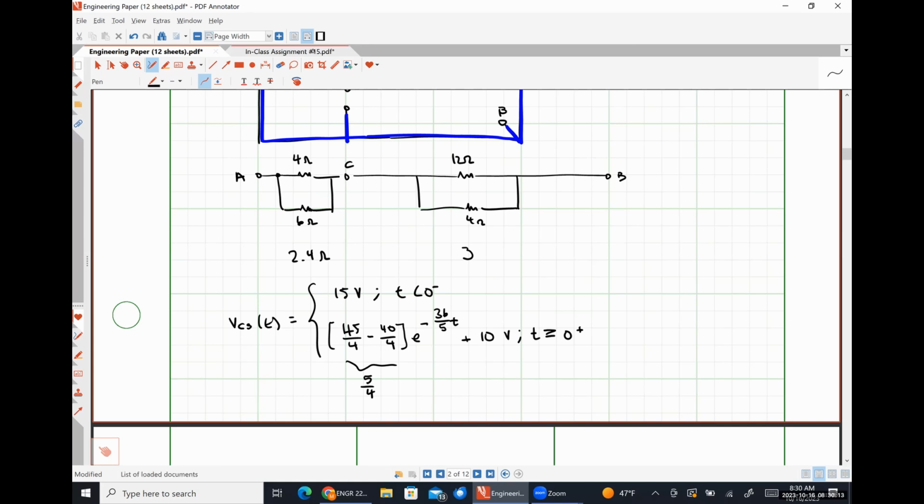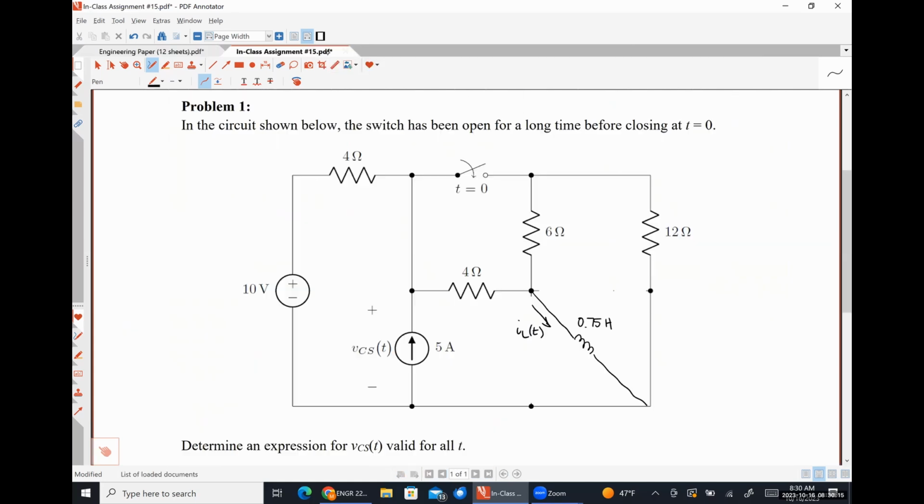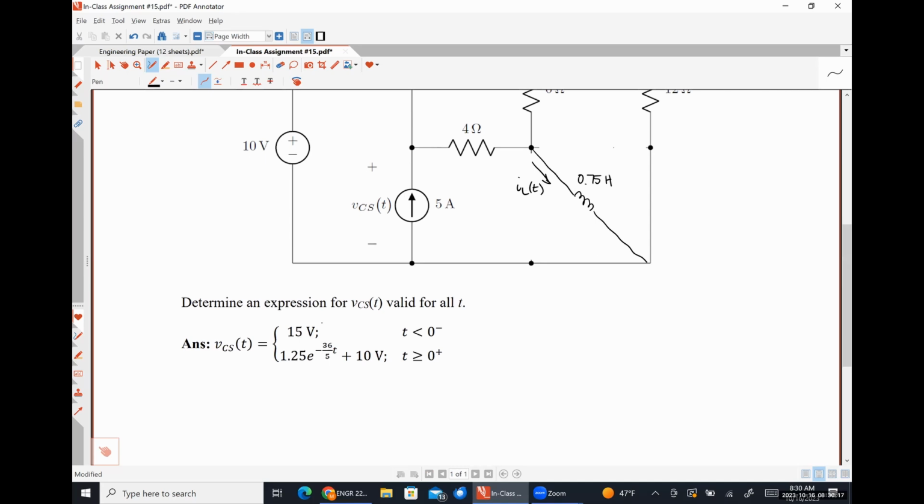So just for the sake of argument, let's see if things check out. 15 volts checks out. 5/4, 36/5, 10 volts. It looks like we did everything correctly. So this realistically would be the hardest type of thing I might ask you on your exam.